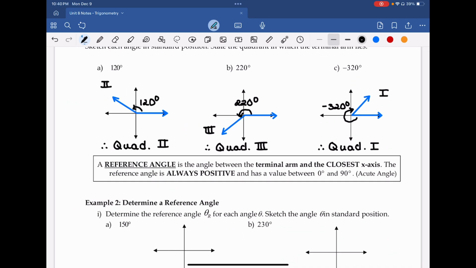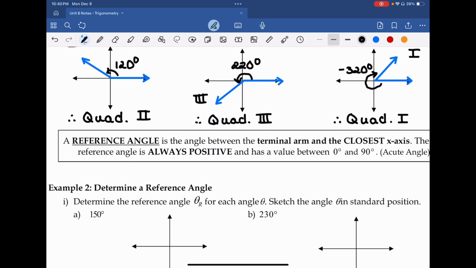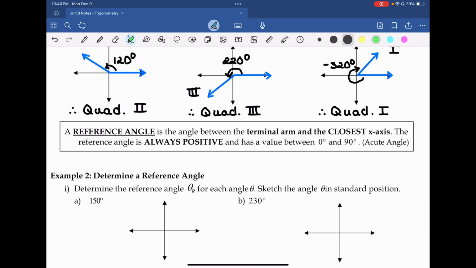Awesome. Now, the most important thing of this lesson is to highlight this line here, talking about the definition of a reference angle and what this means. A reference angle is the angle that is between the terminal arm and the closest x-axis. So it's important that you highlight that. If you don't highlight that and you just move past this, you're going to be stumped when you go to the 30 level, and then potentially when you deal with anything more in this unit.